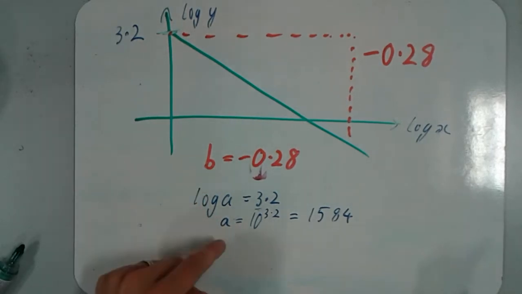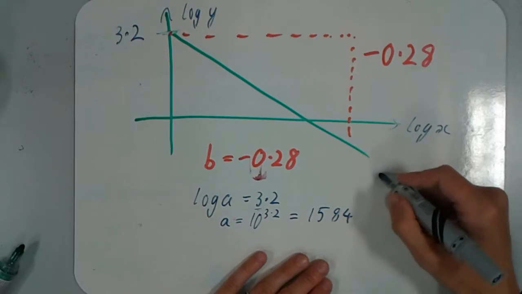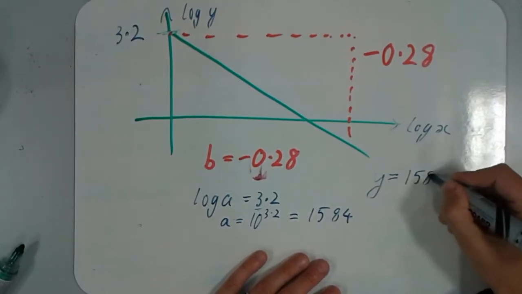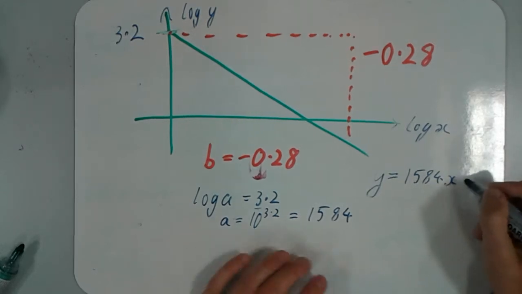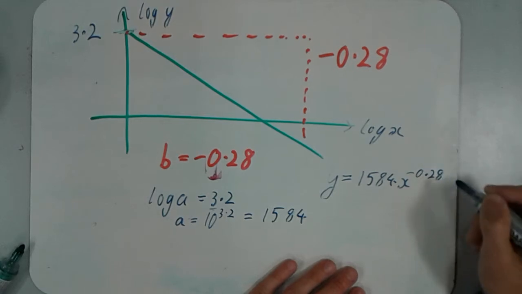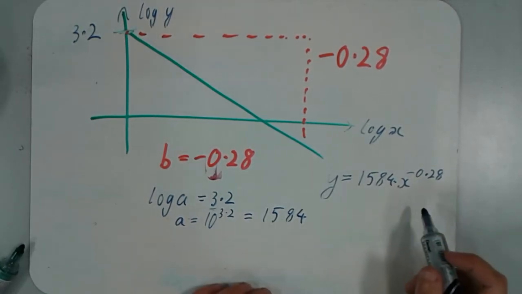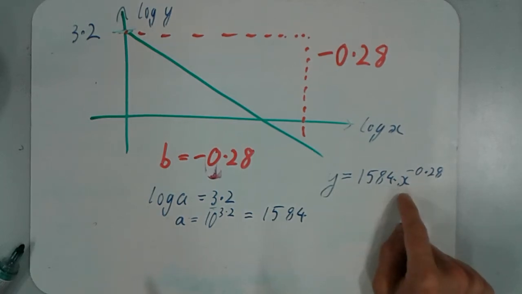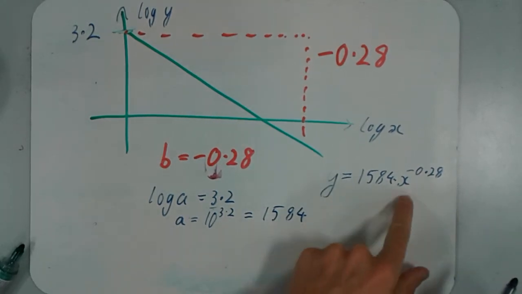Okay, so now we have our a and our b. We can write down the original form, y equals 1,584x to the power of b. We have our equation. We can then use that to model new values of x, new predictions of y values given an x value.